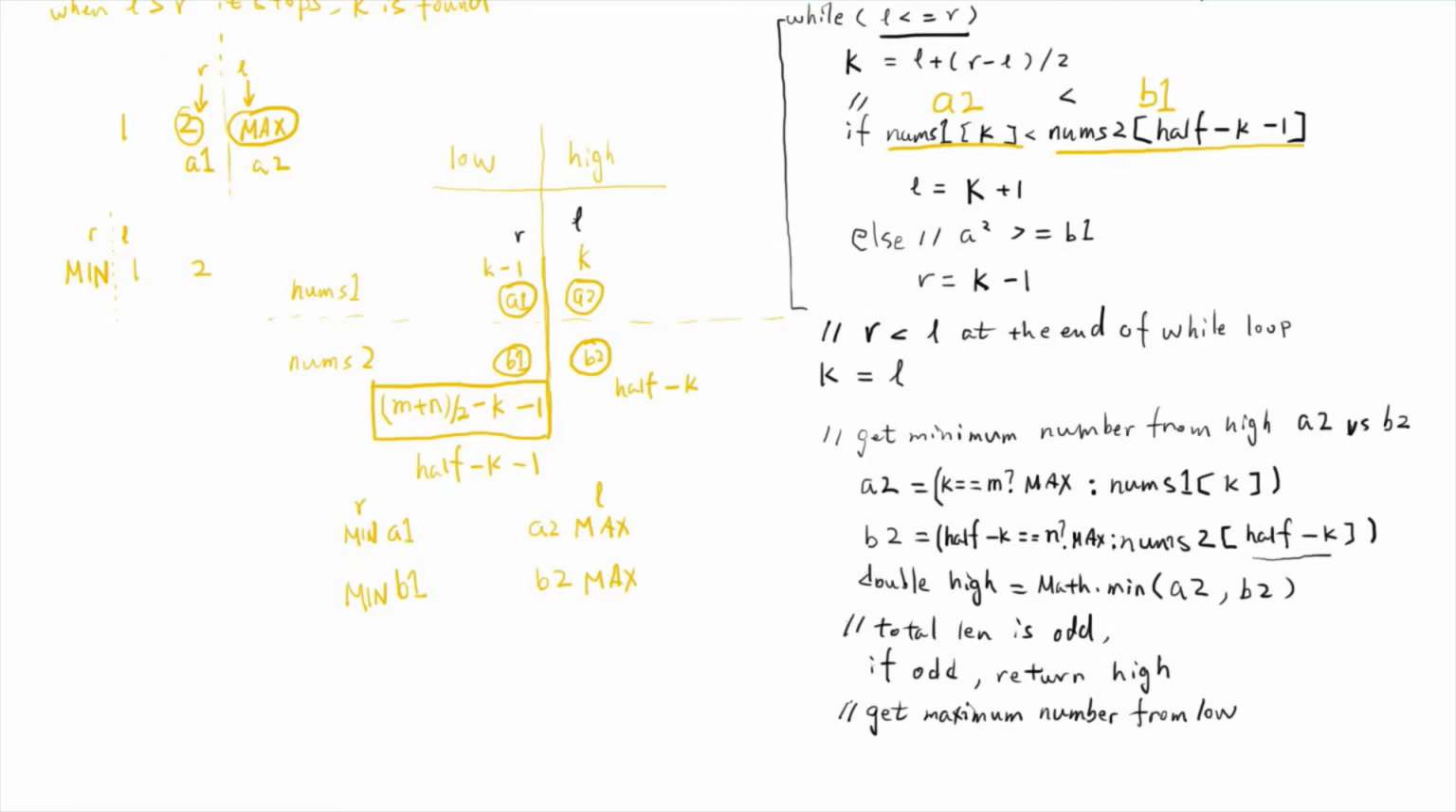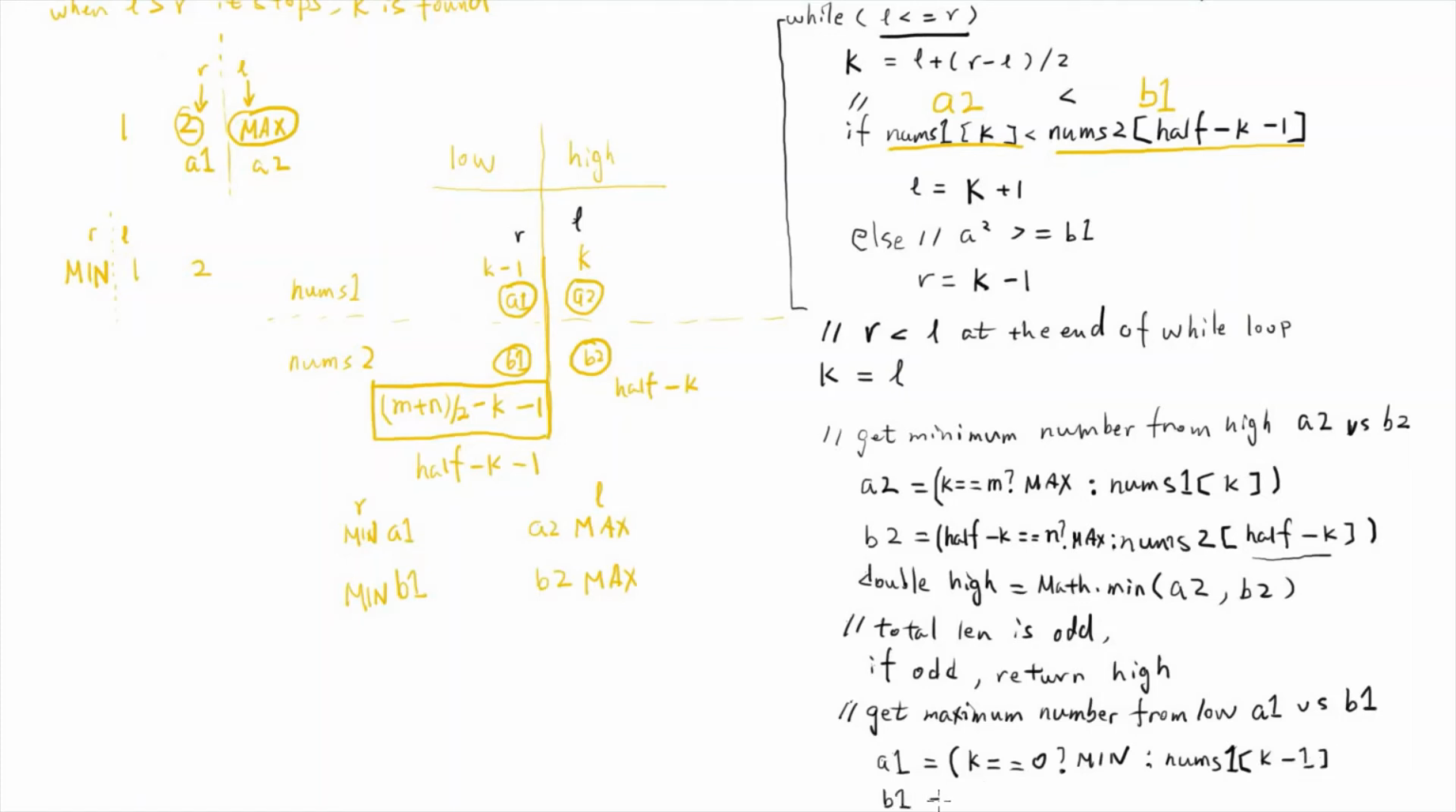The two candidates are between A1 and B1. And similar to A2 and B2, we need to check if it's out of the boundary. Now A1 is equal to, we check the boundary. If k is equal to 0, then we assign the constant min. Otherwise, we get a value from position k minus 1.